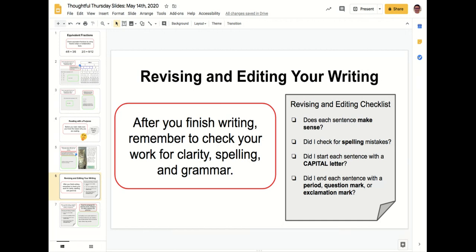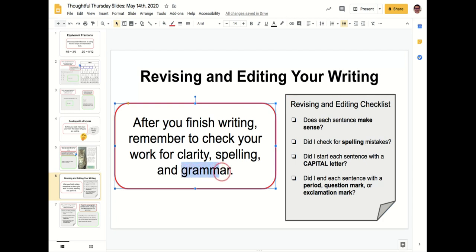So here's a checklist similar to the one that we would use in the classroom. Clarity means, does each sentence make sense? So clarity means, is it clear to the reader what you're trying to say, and does it make sense to them? We are also going to be checking for spelling, and I'm going to show you a few tricks on the computer to use for that.